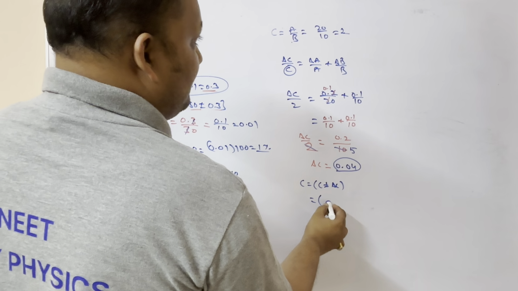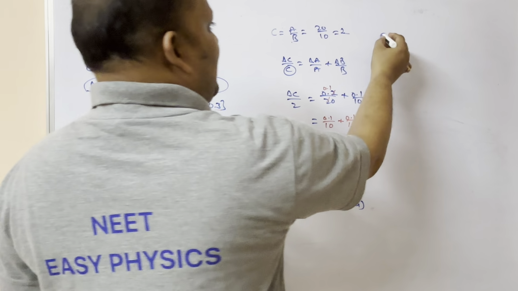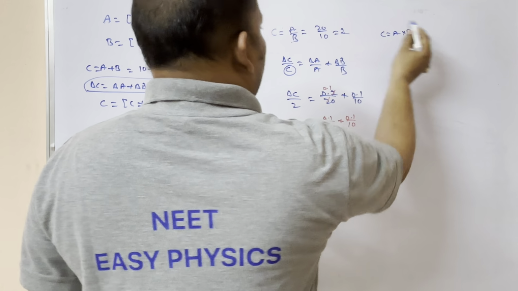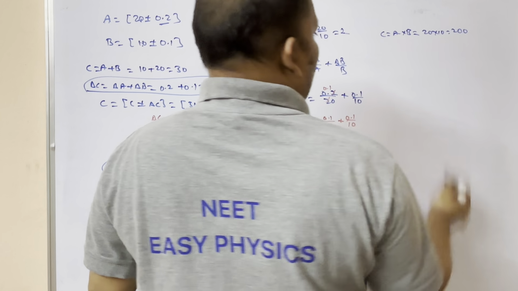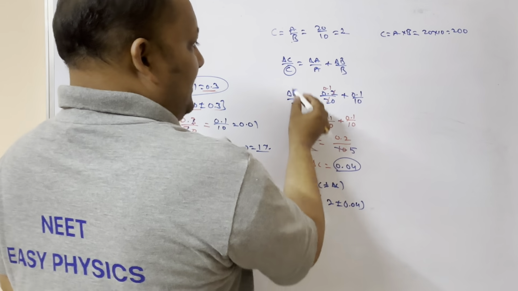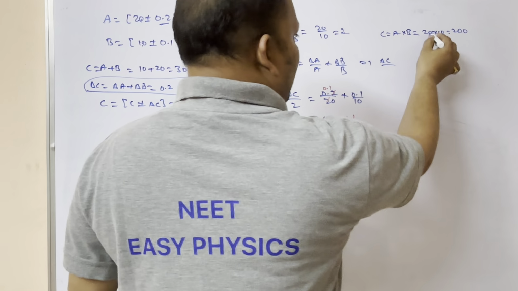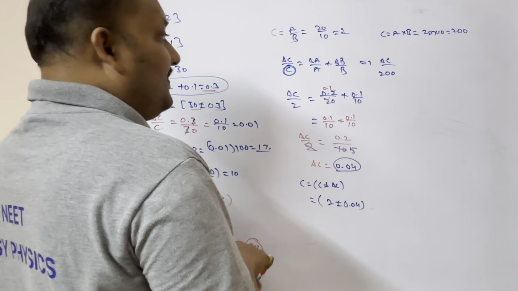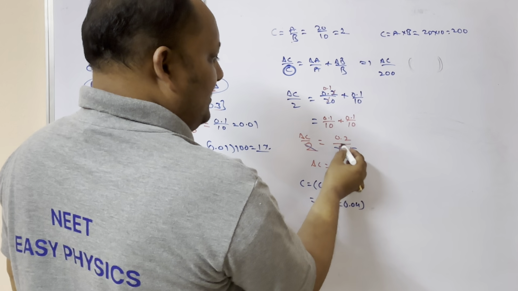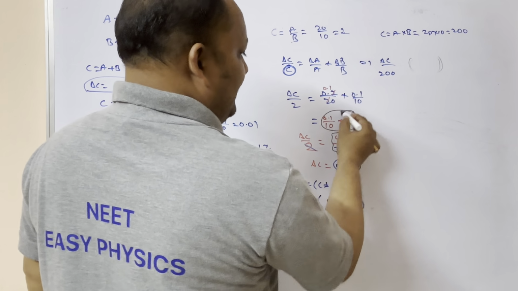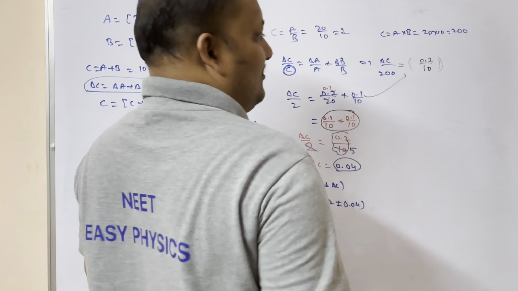Now, what is C value? 2 plus or minus 0.04. If they are asking multiplication, A into B, then 20 into 10, that is going to be 200. So, for this, in place of C, same answer you are going to get, but in place of C, how much we have to take? 200. So, if you are taking 200, right side you are going to get same answer. What you got here? 0.2 by 10. If you do like this, same answer, 0.2 by 10 we are going to get.